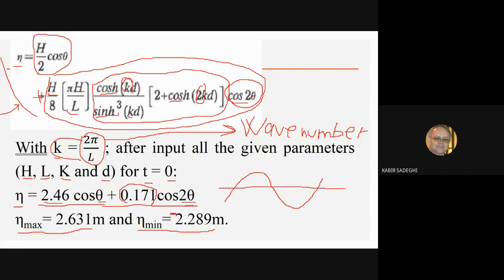For example, in Airy wave theory, from crest to trough, they were equal. But in Stokes three and more, they have a bigger crest and a smaller trough. This is smaller than H/2, but this one is bigger than H/2. Because of that, you see that the minus is smaller and the plus is bigger.